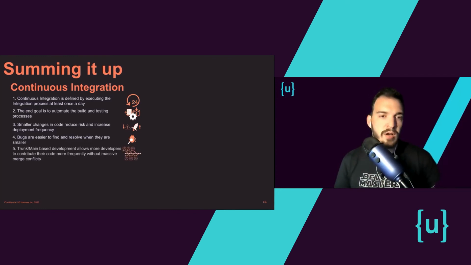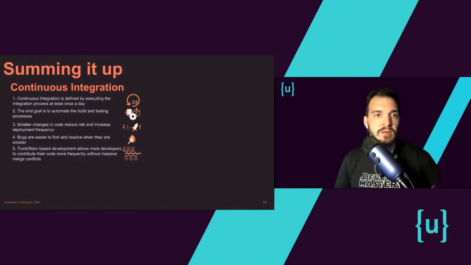Trunk or main-based development allows more developers to contribute their code more frequently without these massive merge conflicts. Part of that continuous integration process, which we saw in the analogy, is that larger loop where we're going back and pulling down the main code.